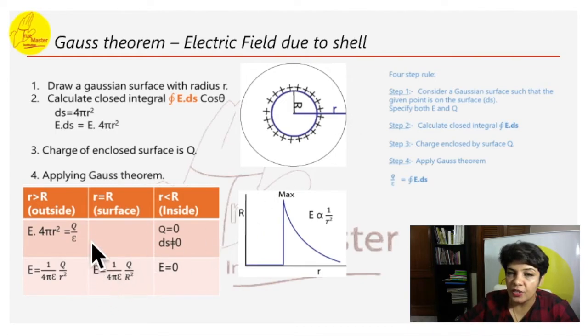Situation 2 is when the test charge is on the surface of the shell. If we place this point, this test charge, all the way here, then this small r will be equal to the capital R, in case it's kept here on the surface. The third situation is when the test charge is placed inside the shell. Here small r is less than the capital R.